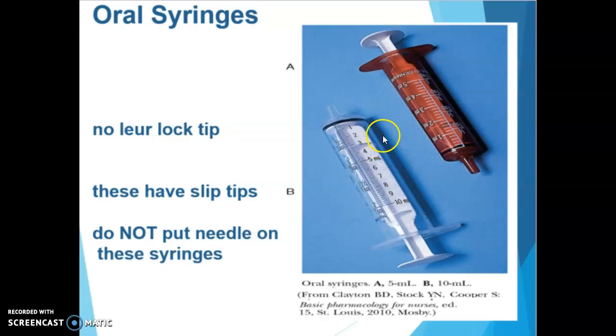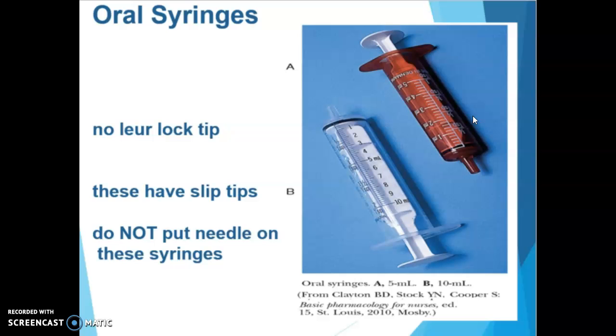These oral syringes are not meant to ever have a needle on them. This is just a syringe that you can put in the patient's mouth, or they put in their mouth, and you just shoot the medication directly into their mouth. This is what I use a lot with my kiddos.